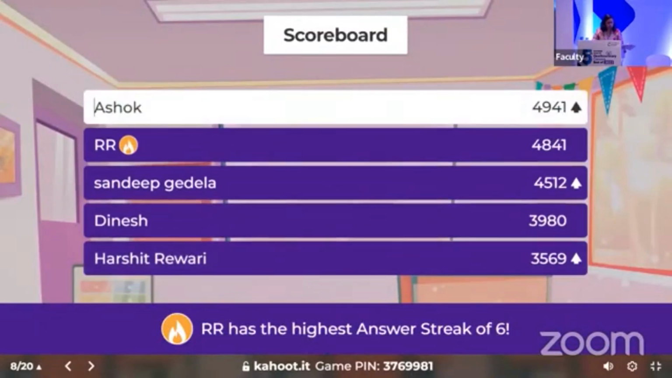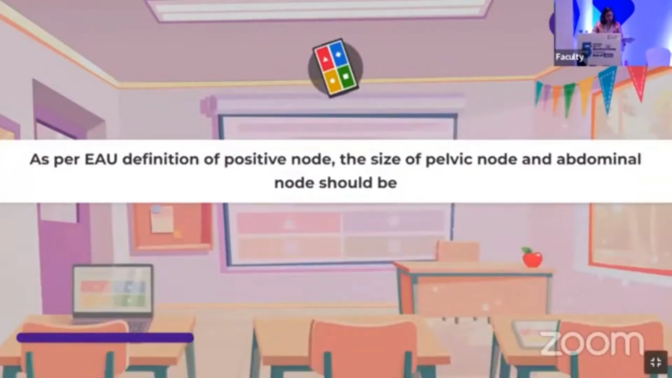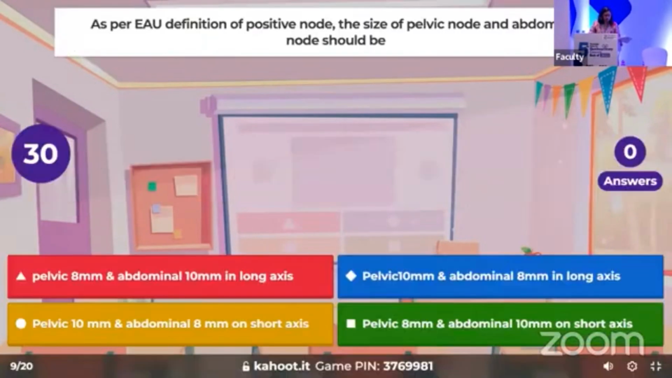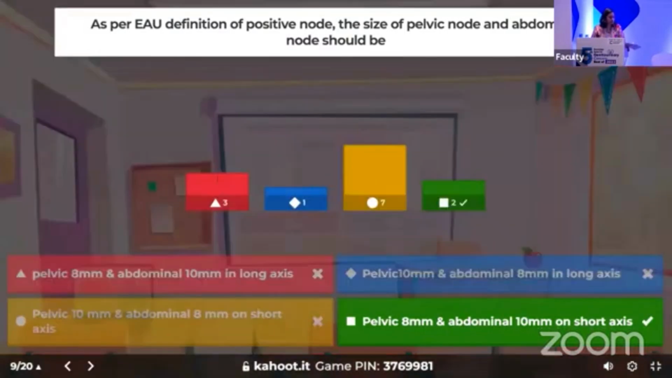So Ashok is leading, and we go on to the next question, question 9. As per the AU definition for a positive node, the size of the pelvic node and abdominal nodes should be, this is for urothelial carcinomas or bladder cancer, a pelvic node size of 8 millimeters and abdominal nodes of 10 millimeters in the long axis, a pelvic node of 10 millimeters and abdominal node of 8 millimeters in the long axis, a pelvic node of 10 millimeters and abdominal lymph node of 8 millimeters in the short axis, and a pelvic node of 8 millimeters and an abdominal lymph node short axis measuring 10 millimeters.